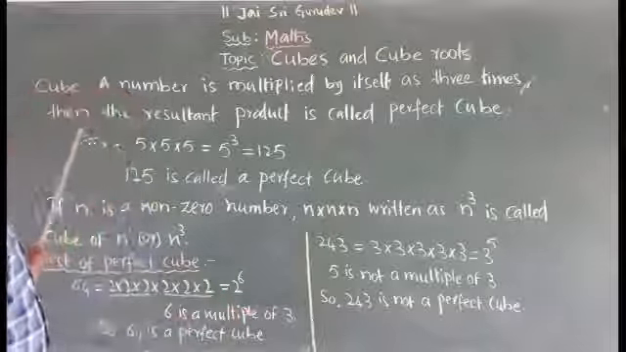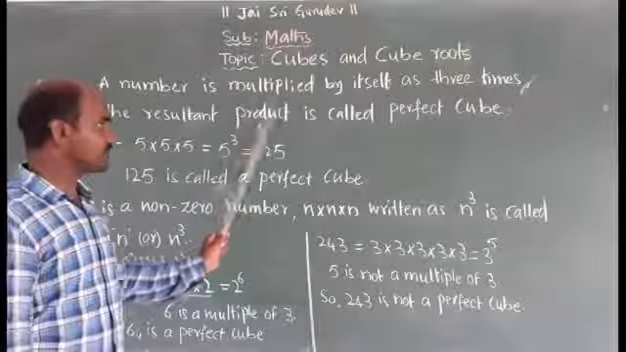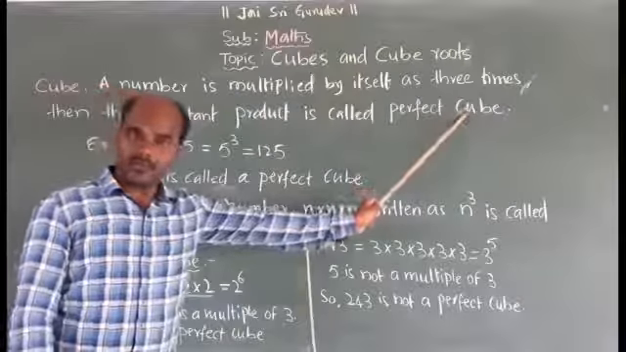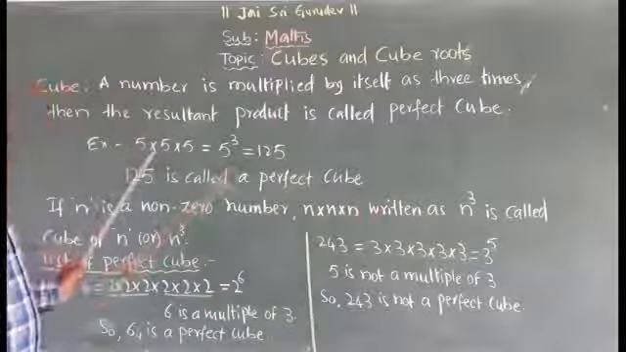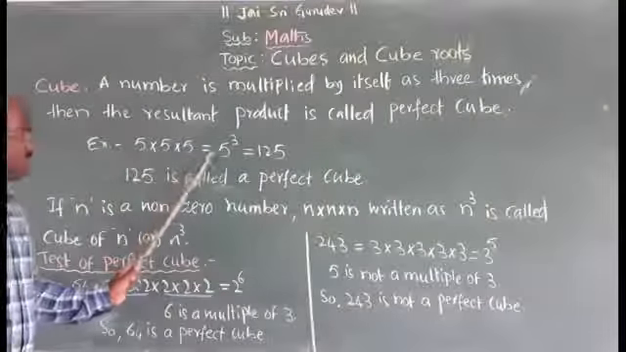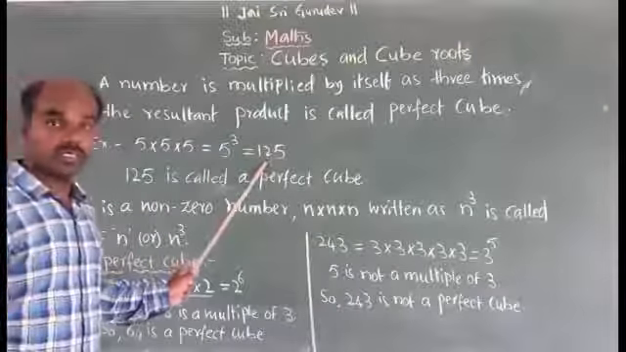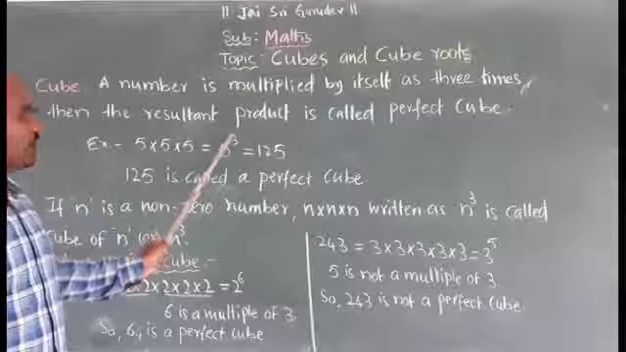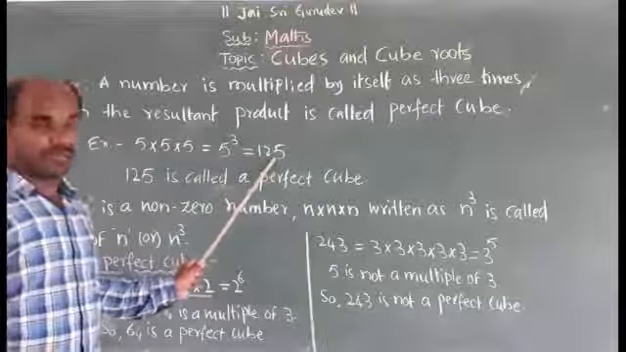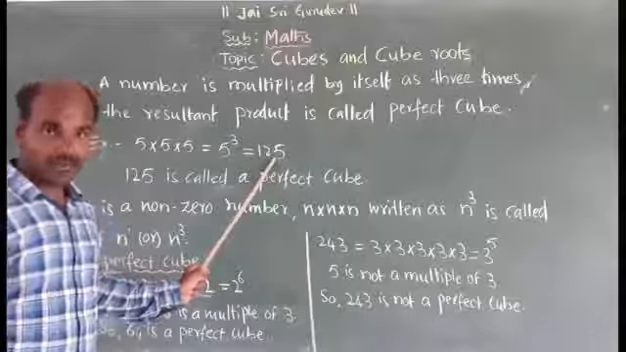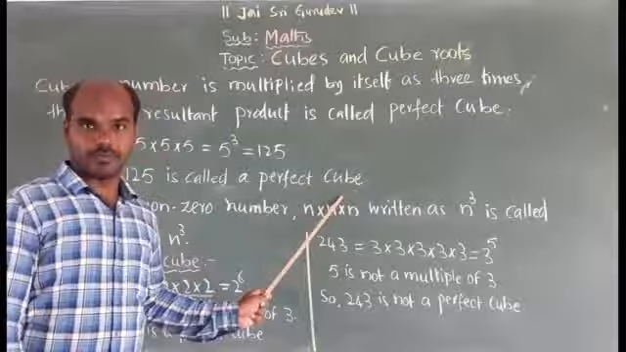The resultant product is called a perfect cube. For example, 5 into 5 into 5 is equal to 5 cube. So 5 cube, what value are we getting? 125. Then 125 is called a perfect cube.